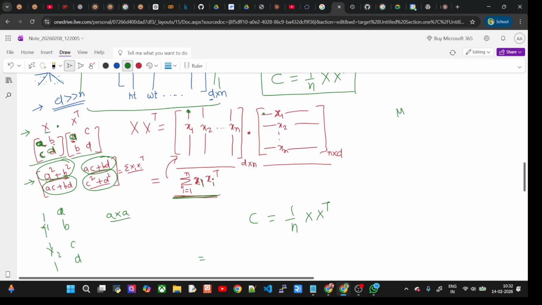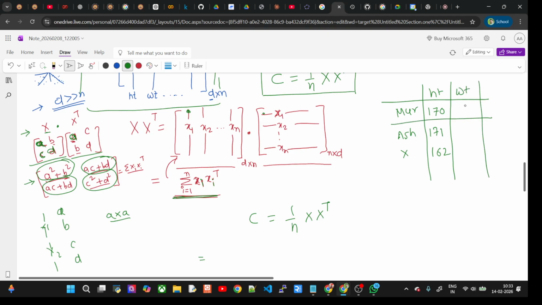Yes, for example, Murli is here. Murli's height is considered 170. Ashwin's height is considered 171, and maybe somebody, X person's height, is 162. Okay, this is height and this is weight. Murli's weight, consider it is 81. Ashwin's weight is considered 85, and maybe X person's weight is 71. So these are the height and weight.